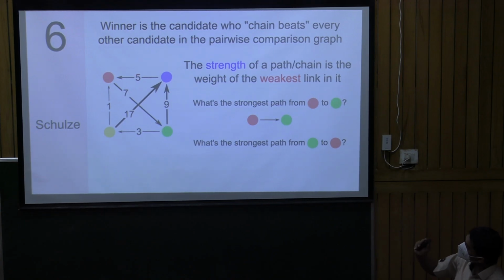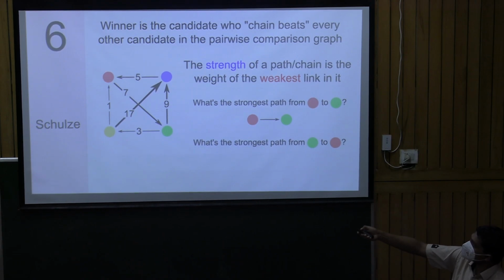Any other paths though? Green to yellow and yellow to red, okay. So what's the weight here? That's 1 because this is the least weight edge, okay. Anything else? Yellow to blue to red. Green to yellow to blue to red, right?